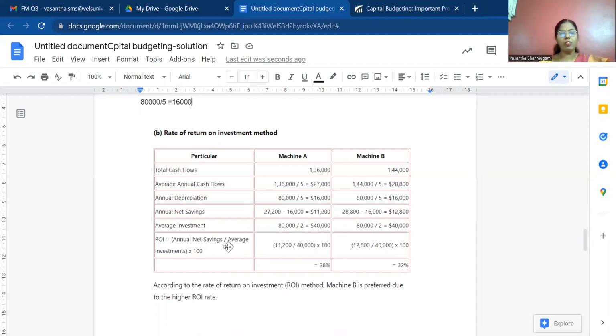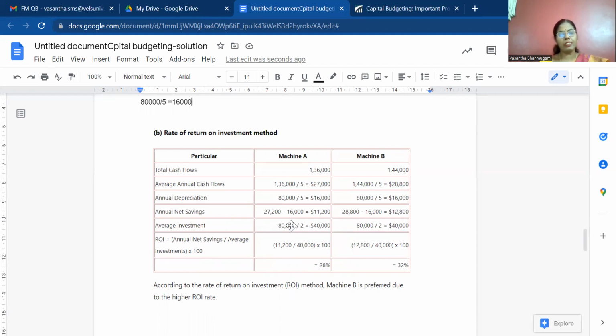Now, what is your average investment? Average investment is investment divided by 2. If you have opening investment at the beginning of the year and closing at the end of the year, you don't have anything like that here. So average investment, you can take as 80,000 divided by 2. You are getting 40,000. Here also 80,000 divided by 2 is 40,000. So now the formula is annual net savings divided by average investment.